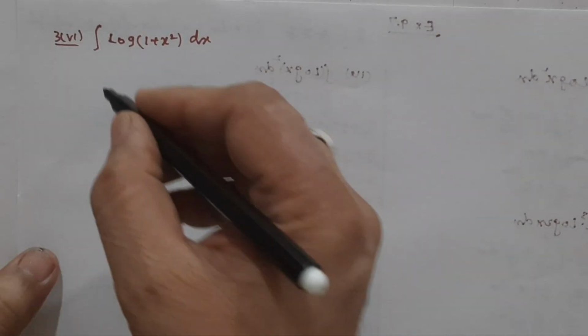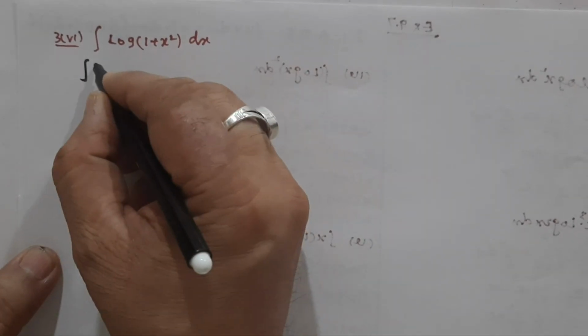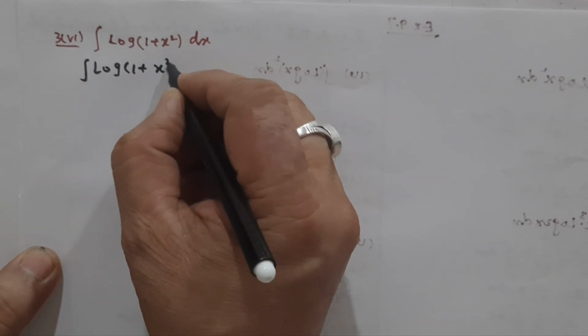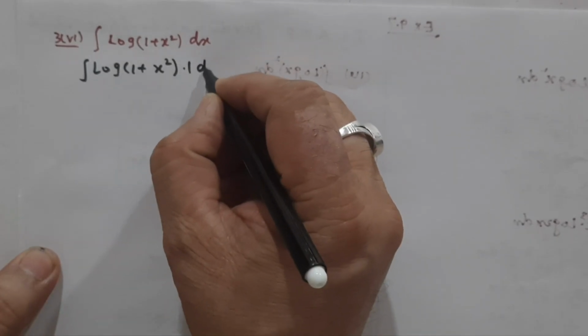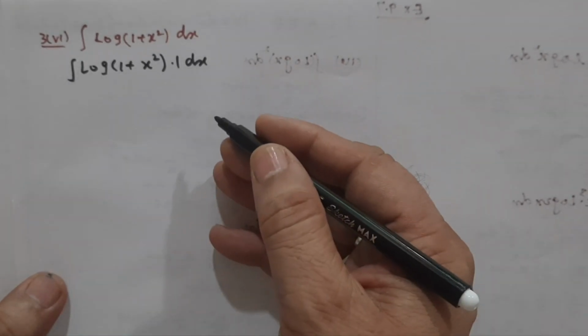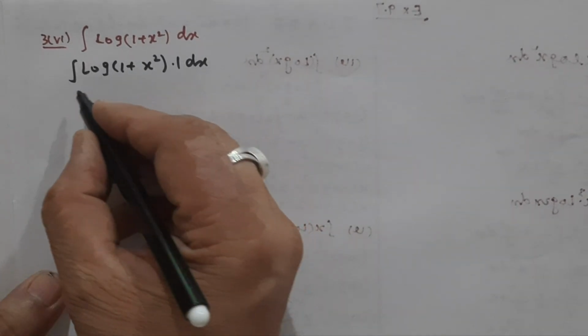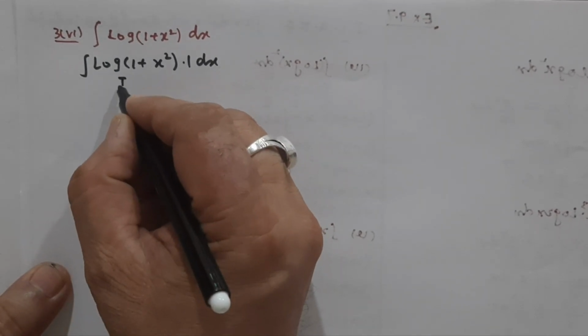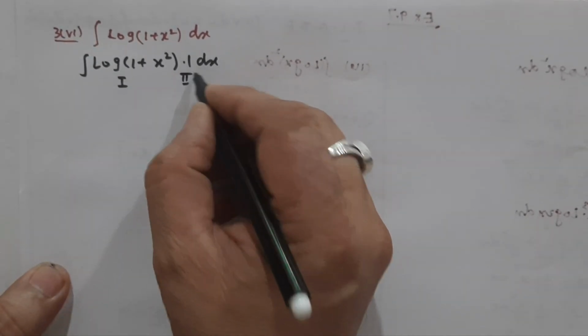Now students, here again we have only one function, the log function. So what we do, we take 1 as the second function, because only one function is there. So we take log(1 + x²) as the first function. Now, taking log as the first function and 1 as the second function.